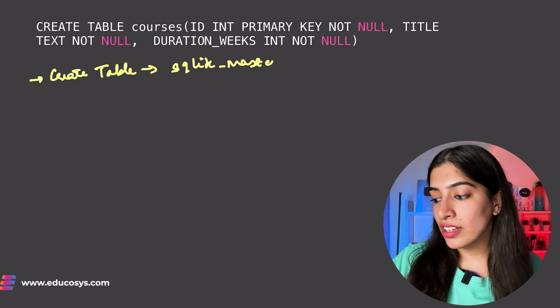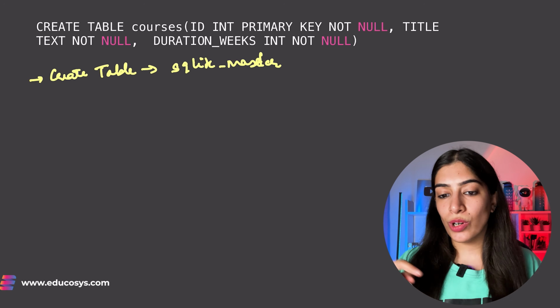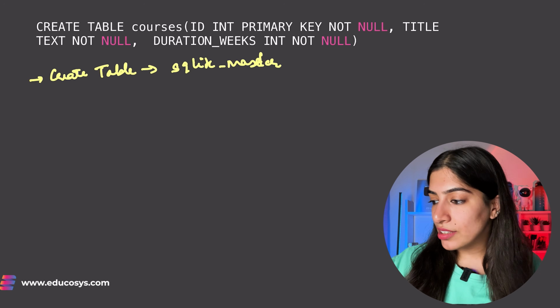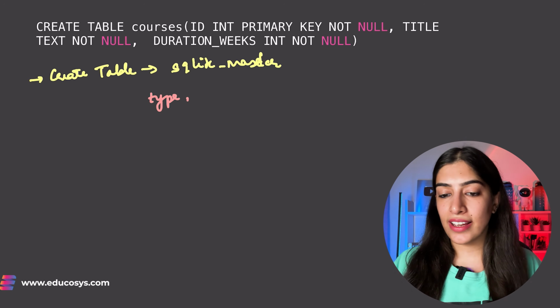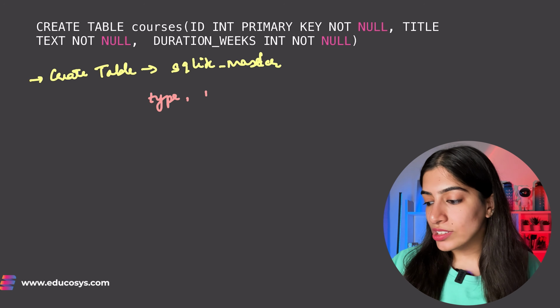Sorry for the handwriting. Now within SQLite master, what was the schema? How does the schema look like? There is type, which was like index or table. Then there was name. Then there was the table name.